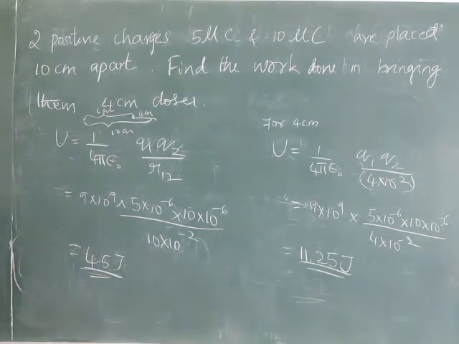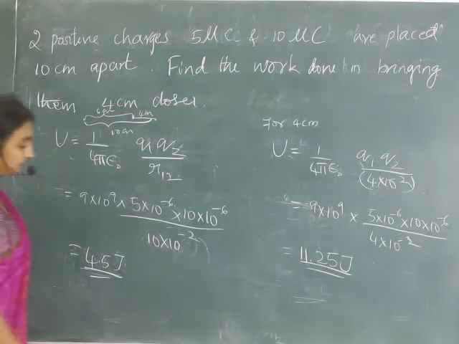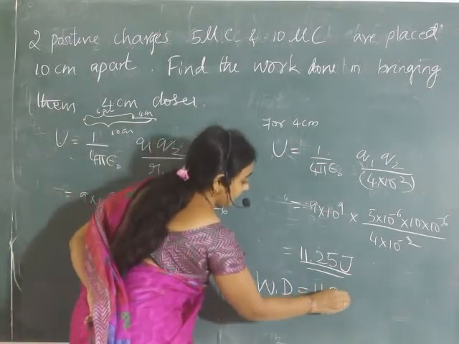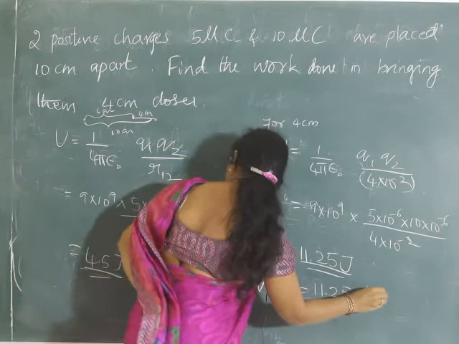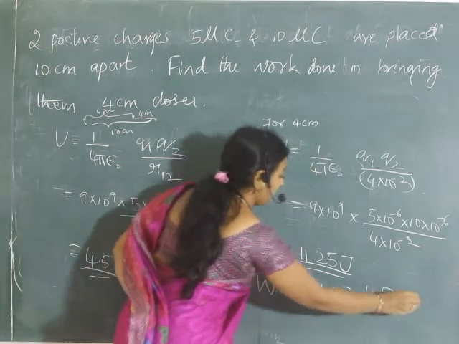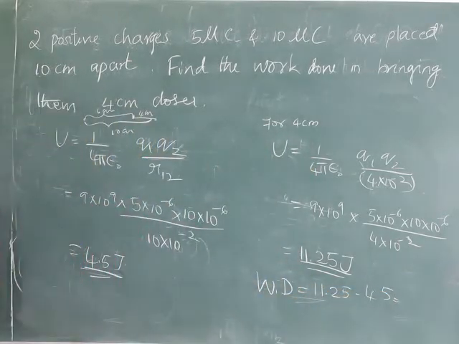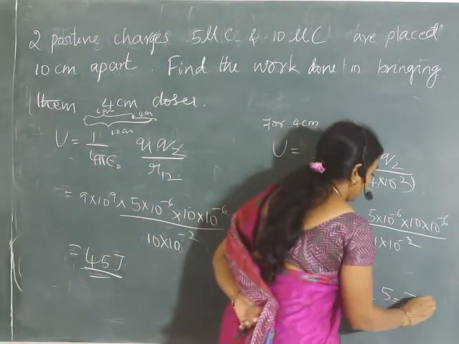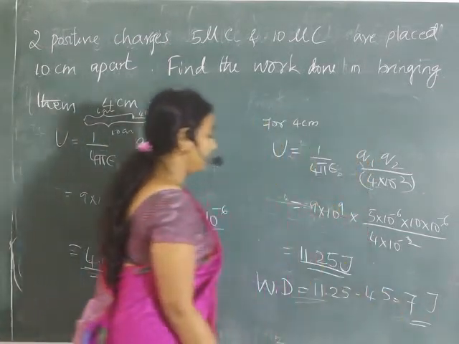So therefore, work done is equal to 11.25 minus 4.5 is equal to, what is the answer you get? I think 7. Correct? Nearly 7. Approximately 7 joules.